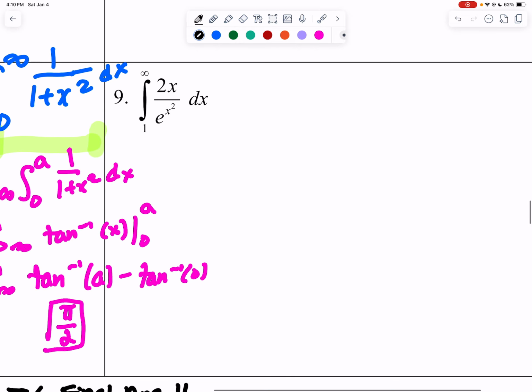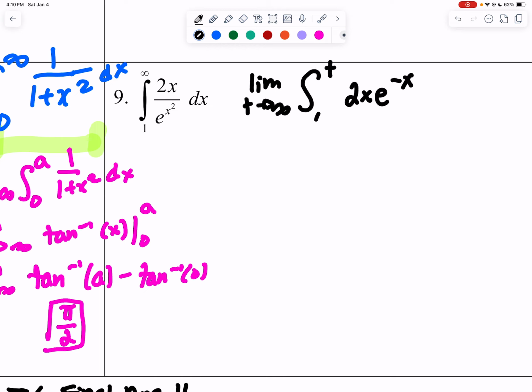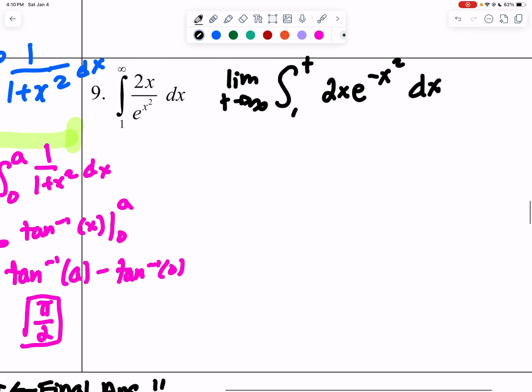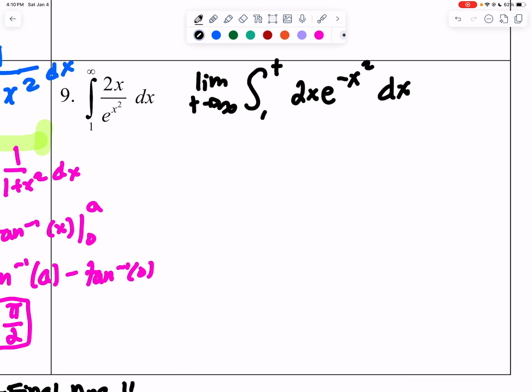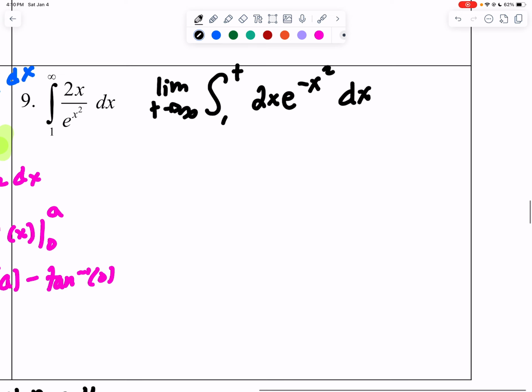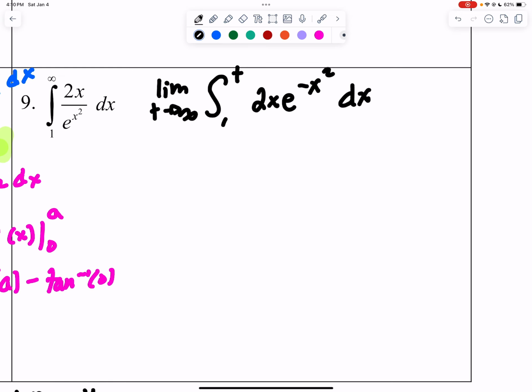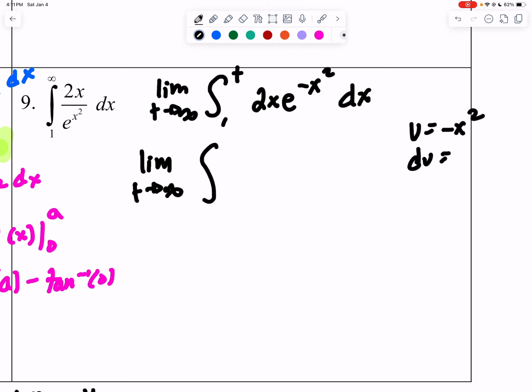For number 9 here, I'm going to go ahead and move the e to the x squared up top so that I have the limit as t approaches infinity of the integral from 1 to t of 2x e to the negative x squared dx. And then I'm going to think about, maybe I should use u sub. So your A-B integration techniques. Now, if I do u sub and let u be negative x squared, I'm going to have du be negative 2x dx. And that's going to cancel out with this right here and this right here.